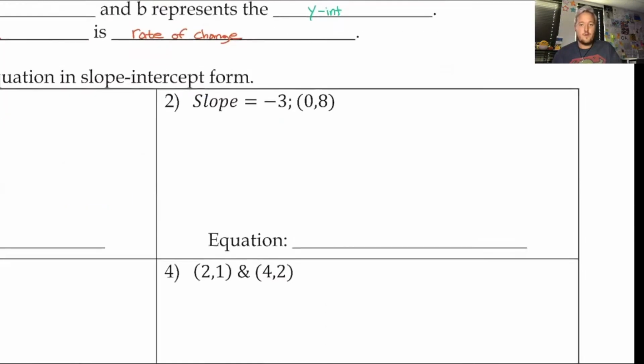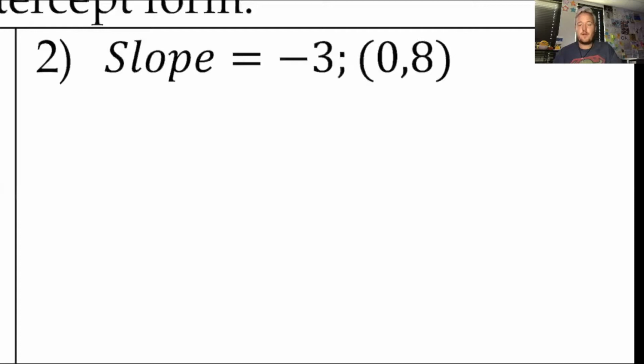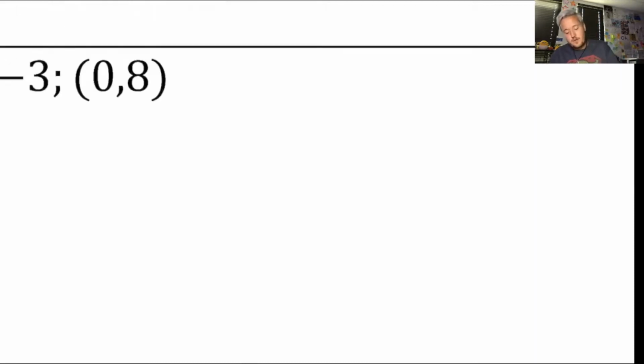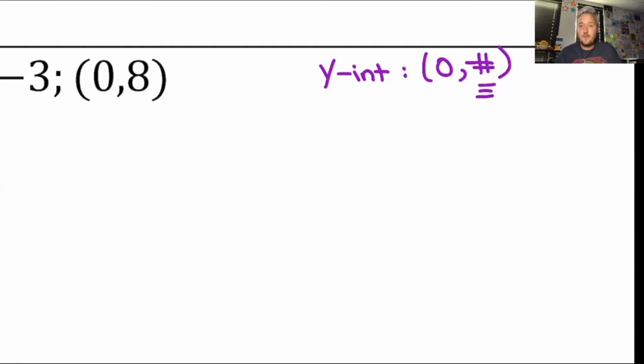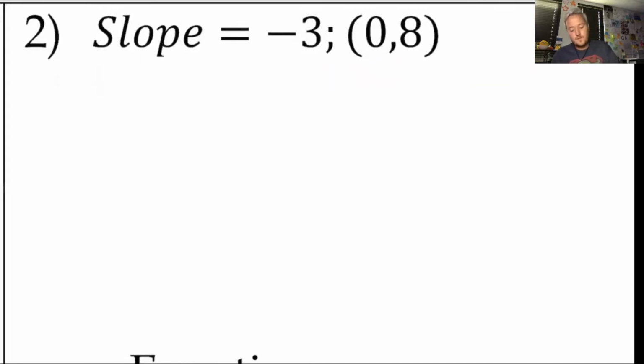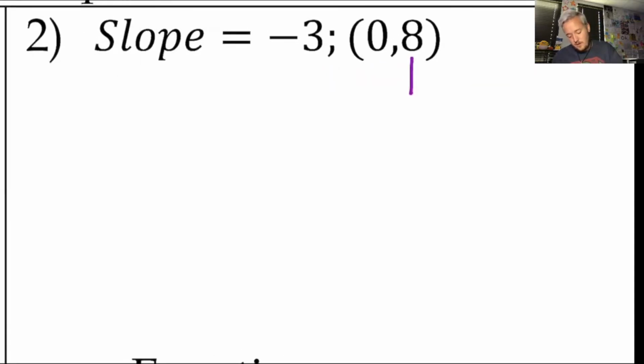So looking at our second one, now we have a slope of -3, and we have a coordinate of 0, 8. If you notice, your y-intercept, if it's written as a coordinate, it's always going to be written as 0, a number. So whatever that number is right there, that's going to be our b value, our y-intercept. So in this case, it's really similar to the very first one. I still give you the b value. I just have it written differently.